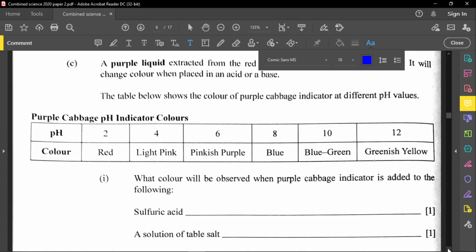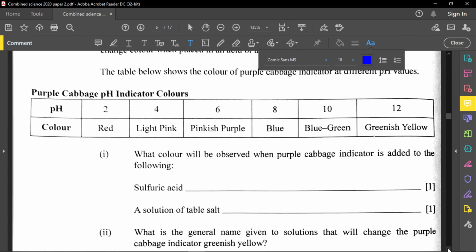Here it says, what color will be observed when the purple cabbage indicator is added to the following. Sulfuric acid, again just to make note of this, has a low pH. Acids will be pH below 7. But we have 3 numbers here below 7: 2, 4, and 6. Point to note that sulfuric acid is a strong acid, so the number will be lower. So here we can say it will be safely red. 4 and 6 are weaker acids.